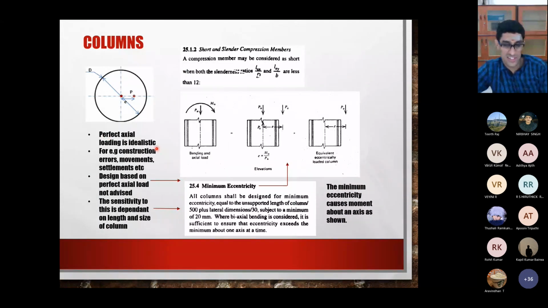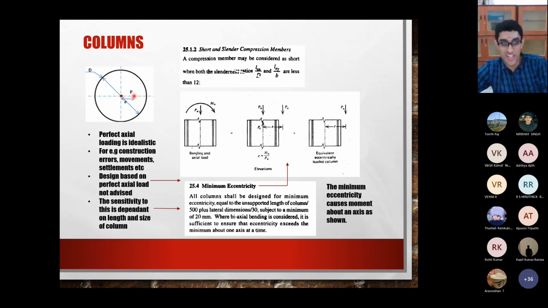So we say that perfect axial loading is idealistic. It's almost never possible. For example, deviations occur due to construction errors, movements, settlements, etc. So for all these reasons, you will not have this situation. Therefore, design based on perfect axial loading is not advised, and we have to adopt a minimum eccentricity. So what is eccentricity?